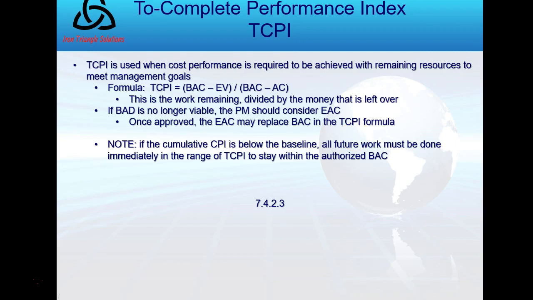And then I want to talk about TCPI, To Complete Performance Index. So this is used when cost performance is required to be achieved with the remaining resources. What I'm saying is, for the money I have left, I need to finish the project on time. So TCPI equals the budgeted completion minus the work done, or EV, divided by the budgeted completion, right, which was my overall plan, minus my cost. So it's the work remaining divided by the money remaining. How can I finish at my original budgeted completion? TCPI is going to give me that.